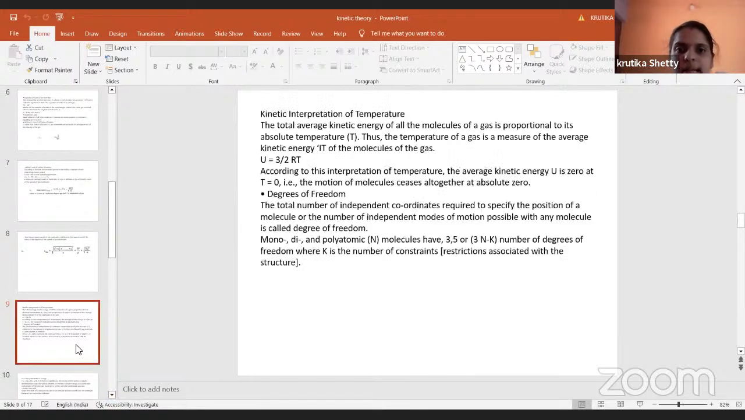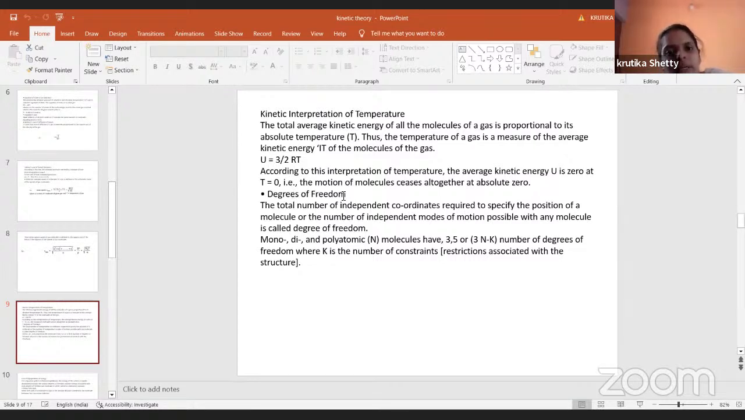So this is the kinetic interpretation of temperature, which means the kinetic energy and the temperature are directly proportional to each other. Here you can see the formula, U is equal to 3/2 RT. This gives the relation between kinetic energy and temperature. So here we see that they are directly proportional.